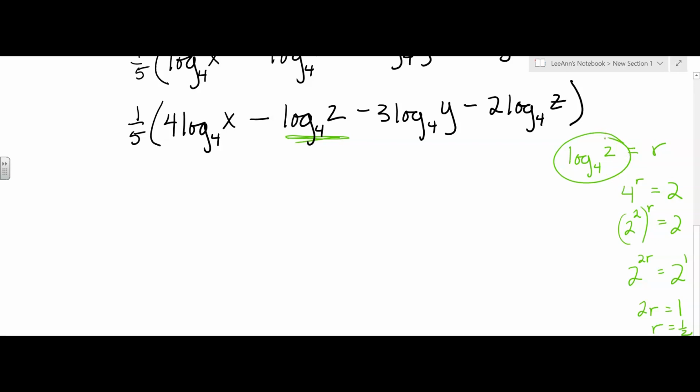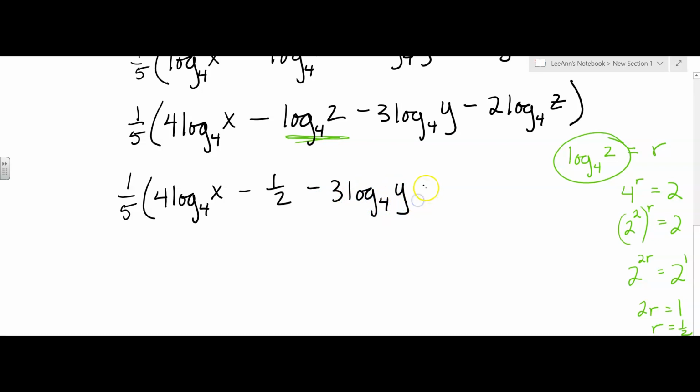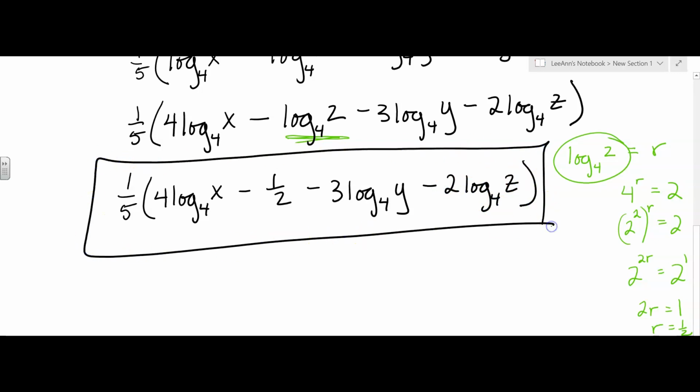All right, so now I'm going to write it 1/5 times 4 log base 4 of x minus 1/2 minus 3 log base 4 of y minus 2 log base 4 of z. And that is expanded. That was a long one.